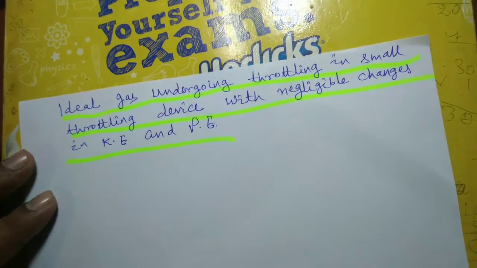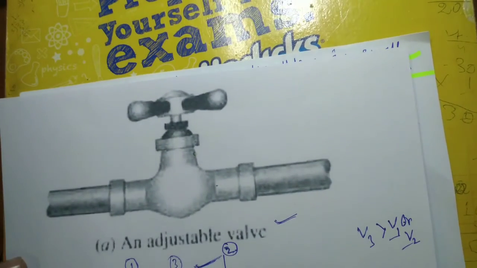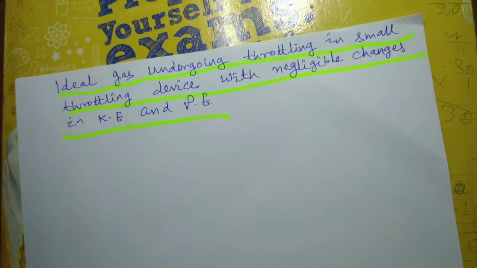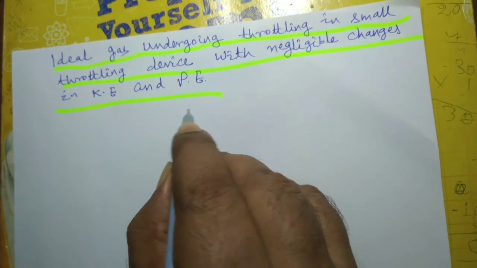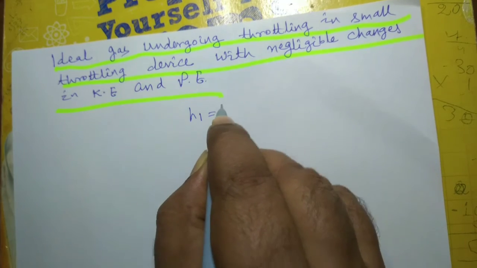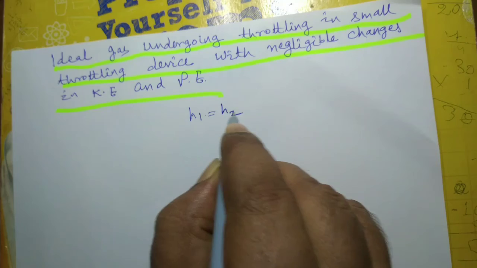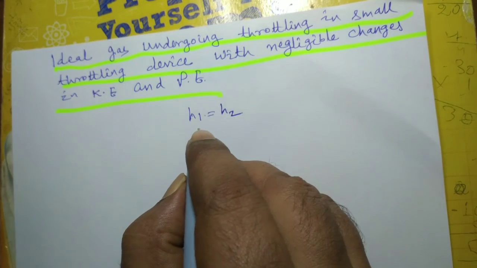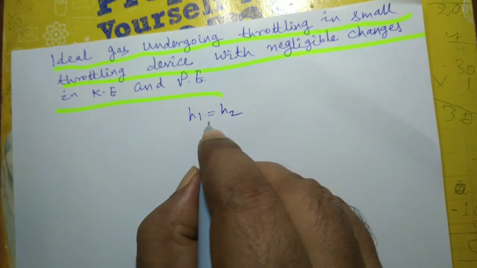So if the fluid that passes through the small throttling device, like this one, is an ideal gas, then what will happen? We just derived that the equation is H1 is equal to H2 for a small throttling device in the steady flow energy equation. But if the fluid that passes through that small throttling device is an ideal gas, what will be the result? What will be other interpretations?